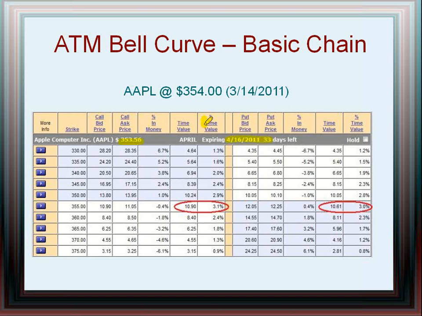Now, the column here for the calls, we have our calls on our left and our puts on our right. And we're looking at the percentage time value. Well, the 355, the at-the-money call, of course, this is where we have our highest time premium. And on the put as well. 3% time premium on the put, 3.1% time premium for the 355 call.